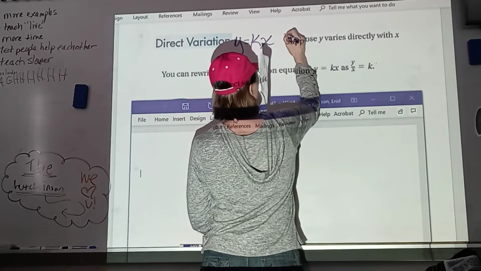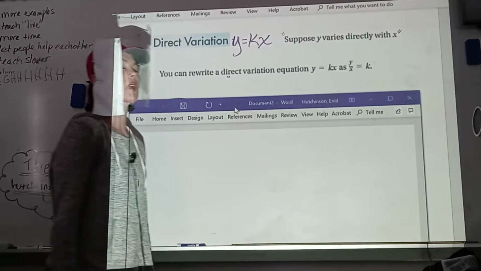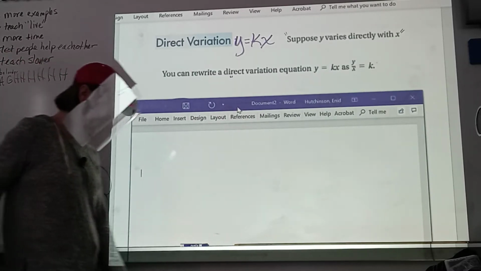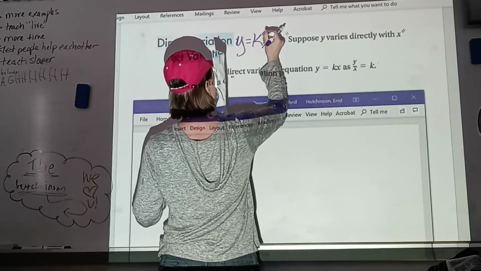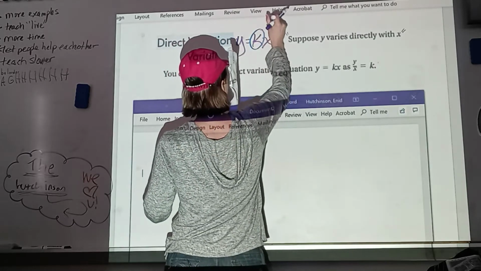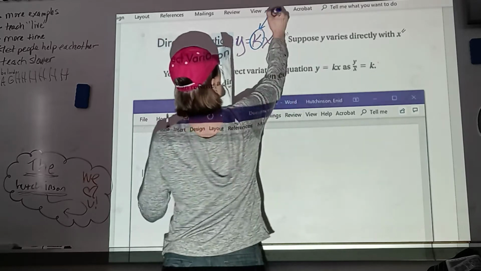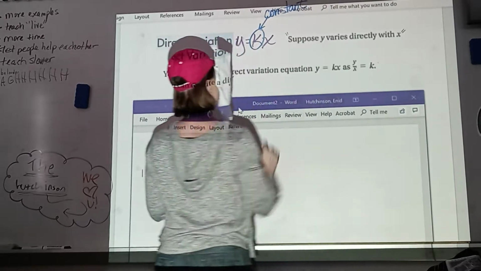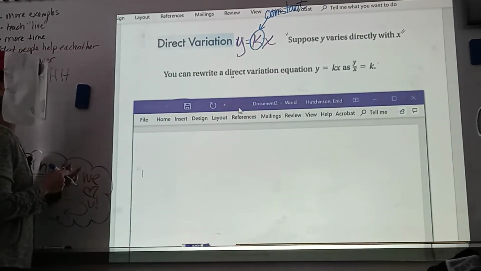It's going to say, suppose y varies directly with x. Is this a direct variation? I want everyone to go ahead and circle the k, circle it now, draw a line, and write that this is the constant in that formula, okay?